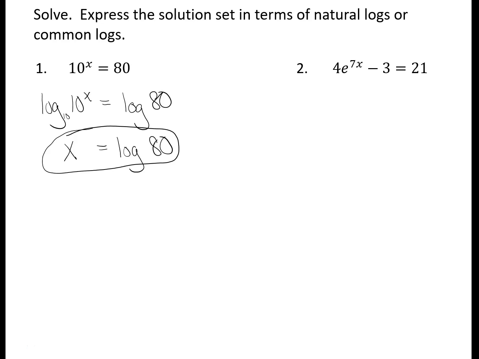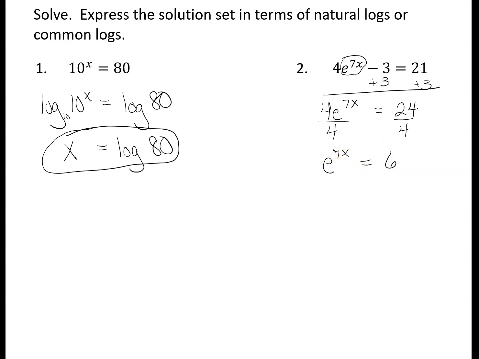So number 2, here our base is e, and our exponent is 7x. So we're trying to get this e to the 7x by itself first. Step 1, isolate. So let's go ahead and add the 3. So I've got still the 4, e to the 7x equals 24. And then I need another step to get rid of that 4. I'm going to divide by it. And now I have isolated my exponential expression.